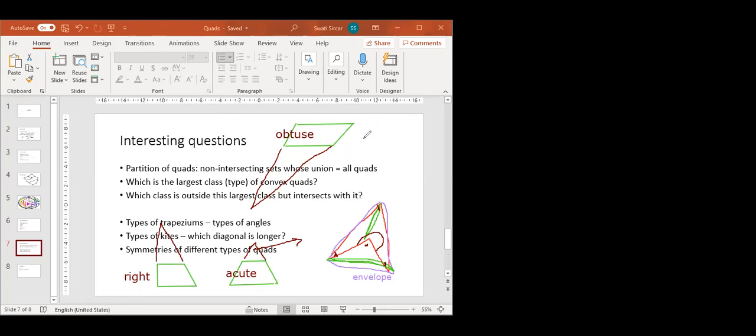Now, if you bring in symmetry, or let's say, if you now try to make the non-parallel sides equal, the first one leads to a parallelogram, this one leads to an isosceles trapezium, and this one leads to a right angle.